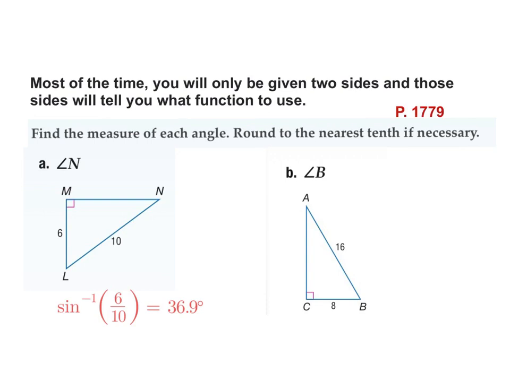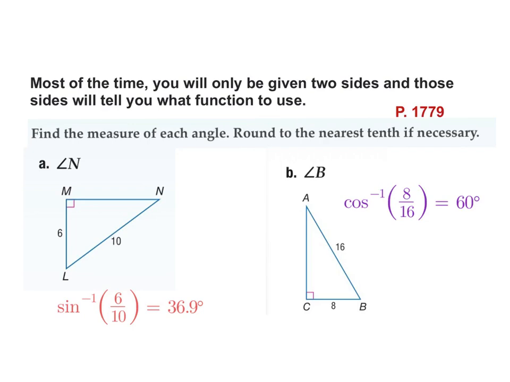So for the second one, we're focused on angle B, which means which sides do I have in relationship to angle B? Adjacent and hypotenuse. So which function am I using? Cosine. So inverse cosine 8/16 should give you 60 degrees.